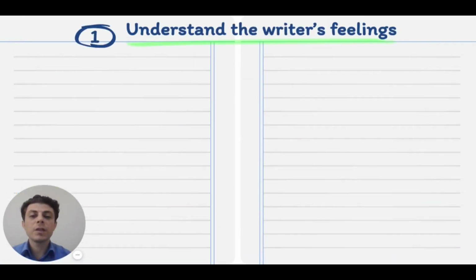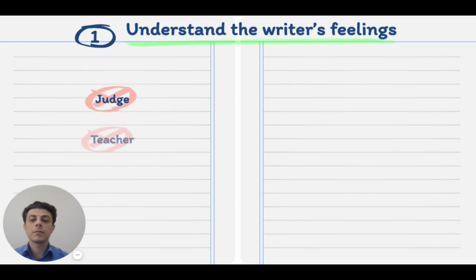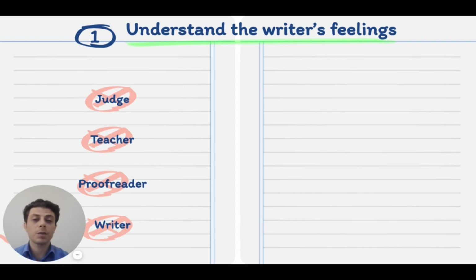First, you need to understand the writer's feelings. Do not judge them or their writing. You're not the teacher. You're not going to give them a grade. And you're not a proofreader. So don't try to pinpoint only the mistakes in their writing. And you're not the writer. So you're not going to change anything. You only give your opinion.